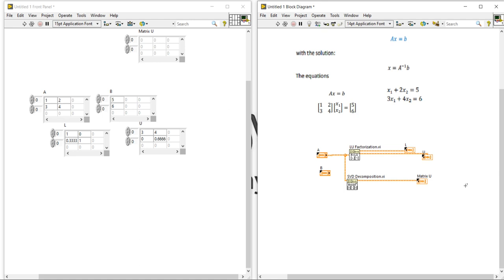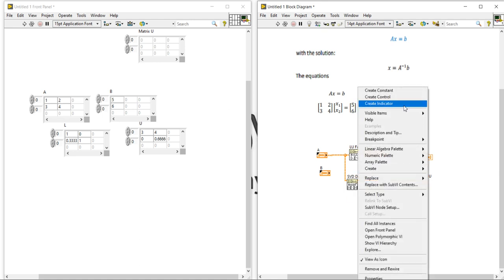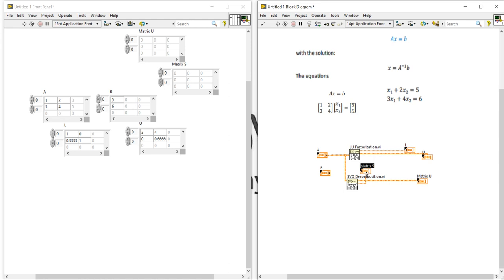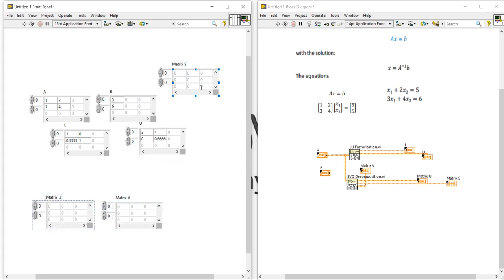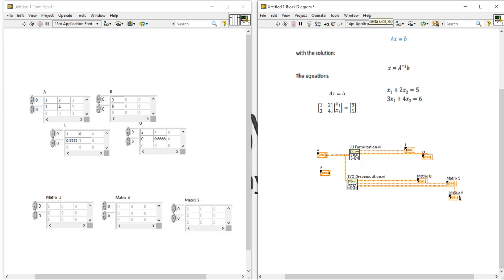U is an orthogonal matrix, S is the singular value matrix, and V is also an orthogonal matrix for this given A value. Run it, and you will get the values.